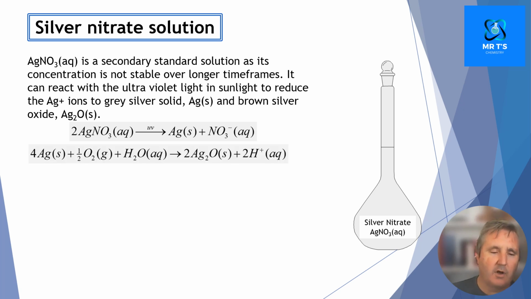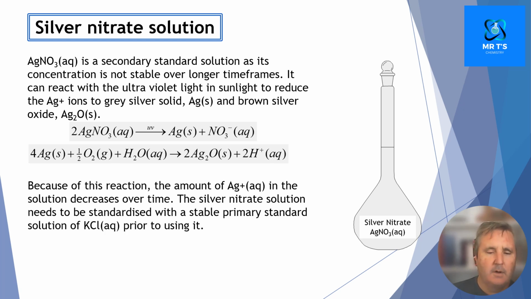Now these specks of silver go on further to react with oxygen that might be in the water, and water itself, to produce brown silver oxide. What's important here is that the original concentration of silver ions we thought we had, that we could make up a standard solution by measuring a known mass of solid into a volumetric flask and making it up to the line, would decrease over time, because the amount of silver ions in the solution is less, as they've either turned into silver metal or silver oxide.